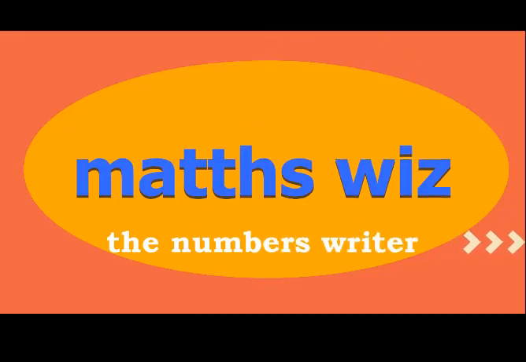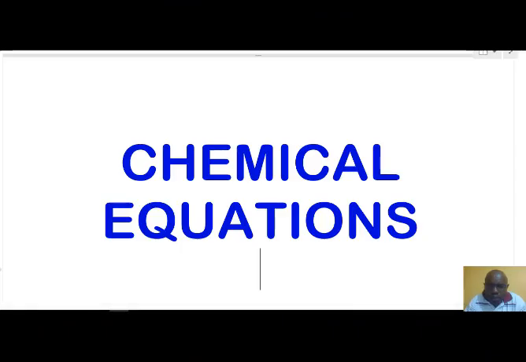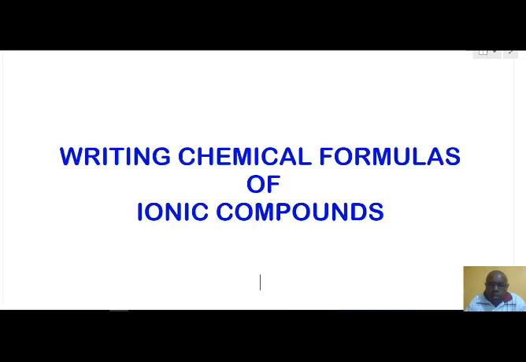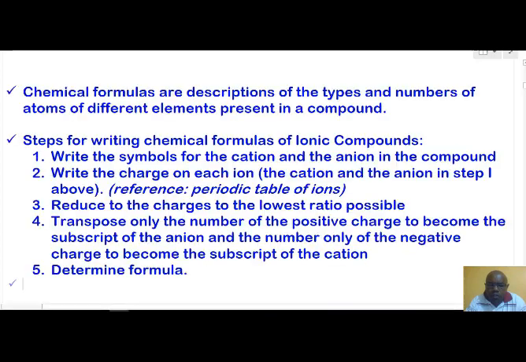Welcome to this lesson. This is my first lesson in the series Chemical Equations. In this lesson, I'm going to teach how to write chemical formulas of ionic compounds. First, we give a definition of what chemical formulas are, and we say that these are descriptions of types and numbers of atoms of different elements present in a compound.